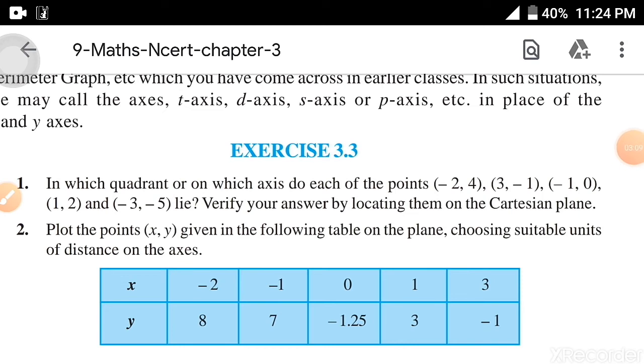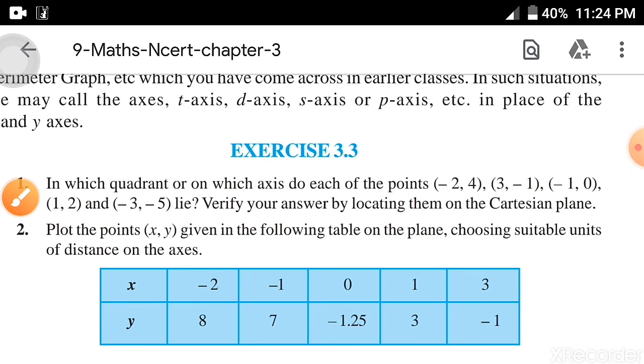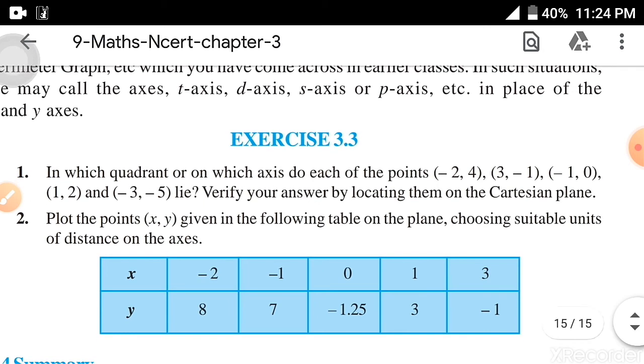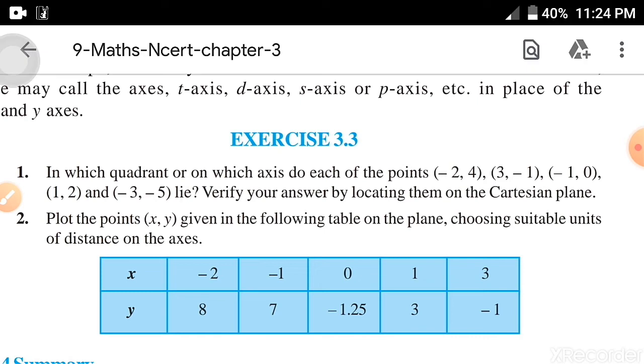See the first question of this exercise. In which quadrant does each of the points 2 comma minus 4, 3 comma minus 1, minus 1 comma 0, 1 comma 2, 3 comma minus 5 lie? Verify your answer by locating them on the Cartesian plane. That means we have to find out in which quadrant these points lie, and we have to locate these points on the Cartesian plane too.